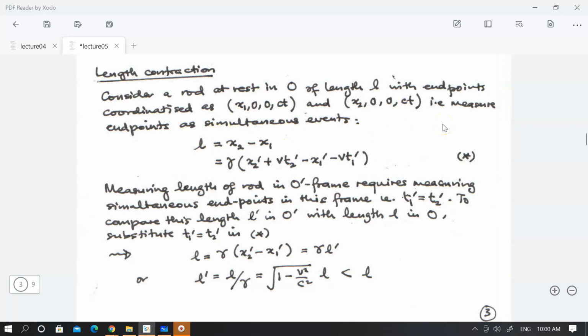But if you consider what actually happens inside the O dash frame, it doesn't quite give you a simultaneous event, as we have seen earlier. So you get this T2 dash.